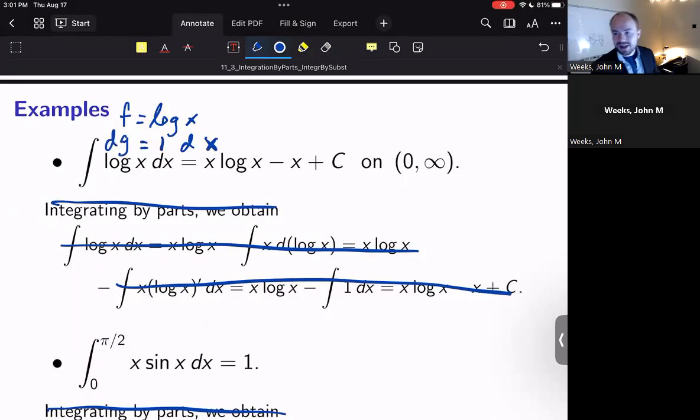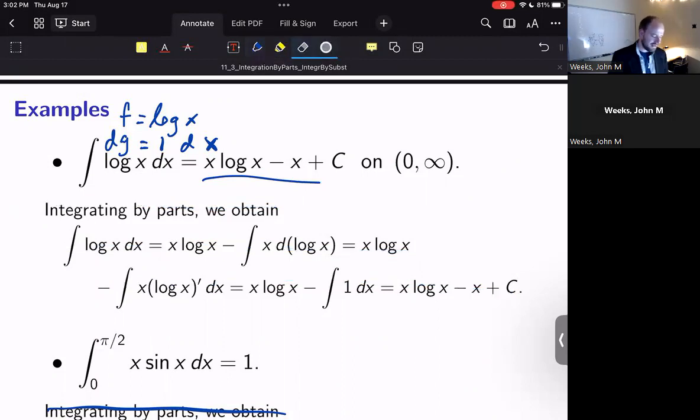When I go through and apply this formula to this, then this is what I end up getting. I get x log of x, that is the multiplication of f times g, and then I'm going to have just the integral of x times 1 over x in the integral to be subtracted. That's the minus the integral of 1, which gives me x plus c. So that's exactly what this formula is here.